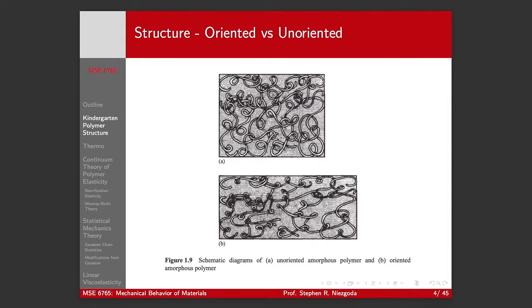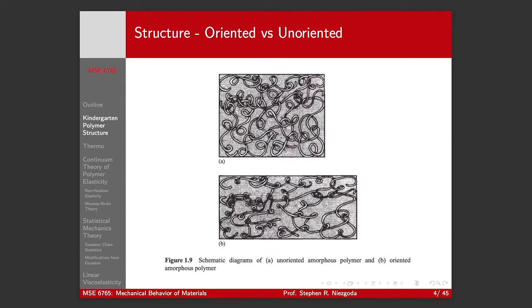And there can be underlying orientations to the polymer chains, even if they are amorphous, right? In this case, we see there's no preferred directionality to the chains in this 2D space, but in this picture we see the chains are much more likely to run east to west than they are north to south. And this, you can imagine, is going to give you a difference in properties pulling this way than pulling this way.